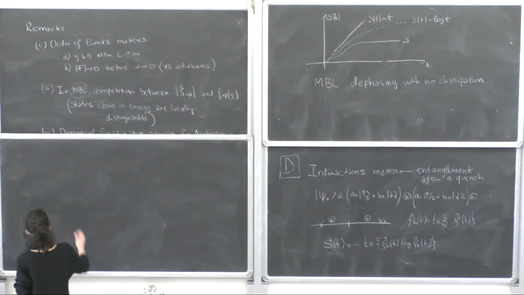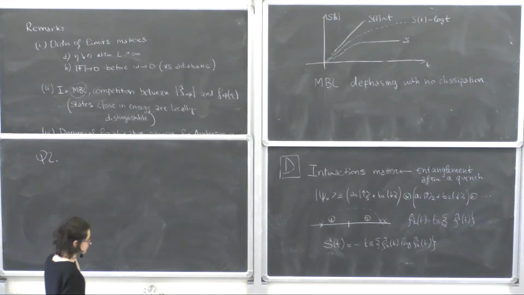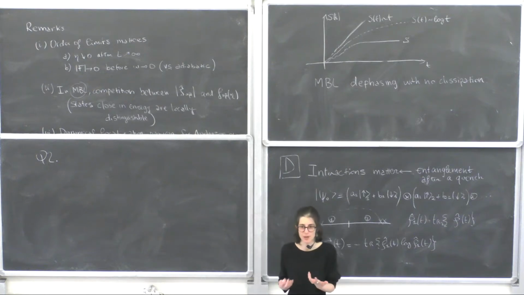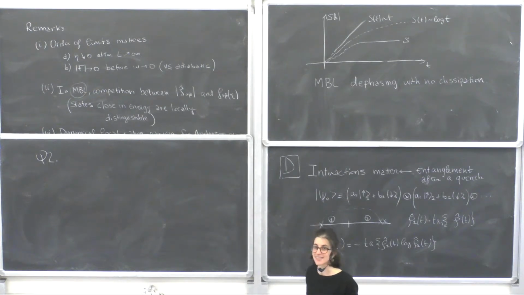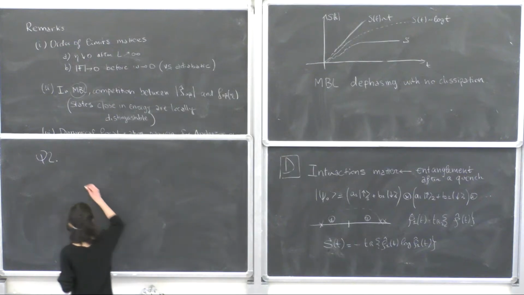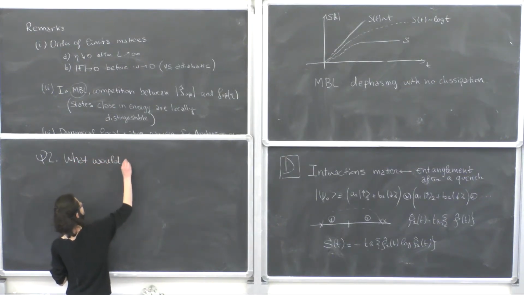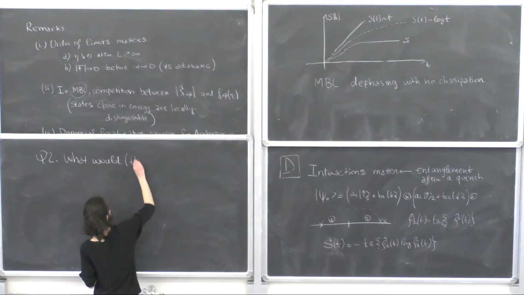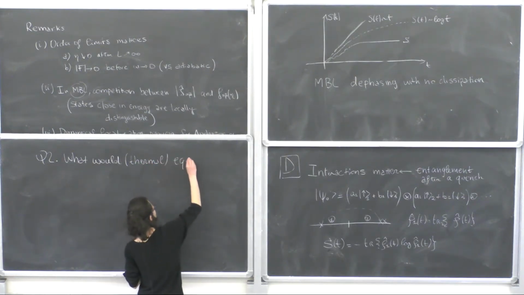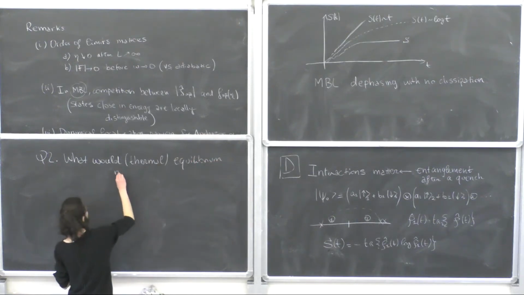Okay, so question 2 was more about, so I say that this is out of equilibrium, but then we are in a framework of a unitary evolution, so one should ask what would equilibration mean in this setting. And let me write what would thermal equilibrium mean.